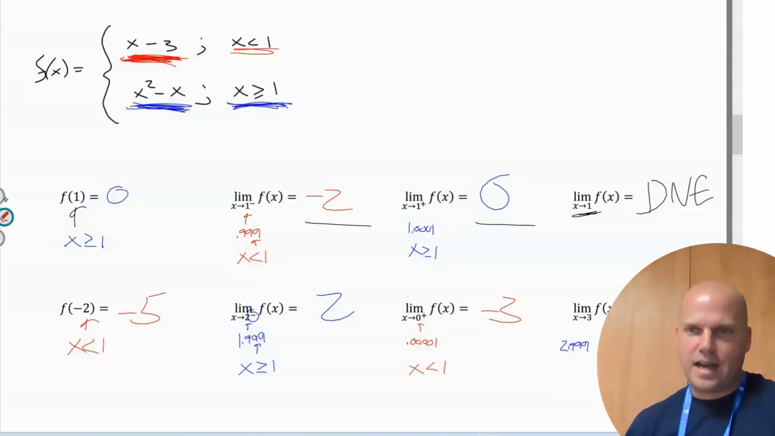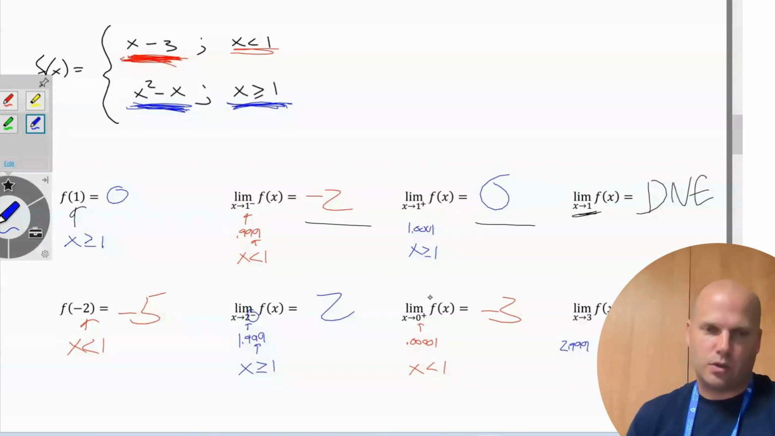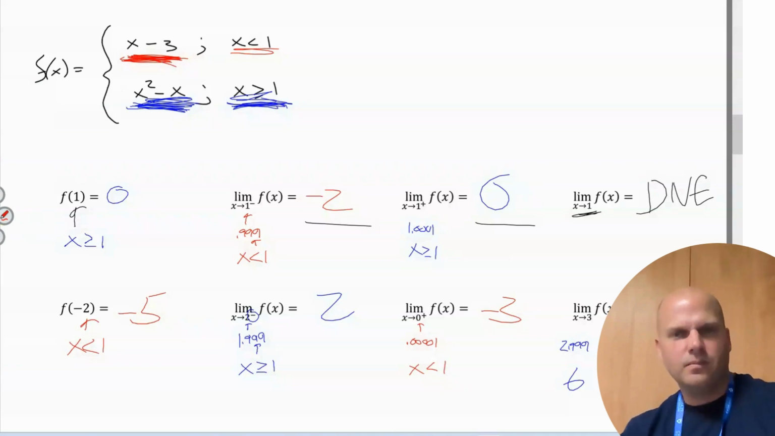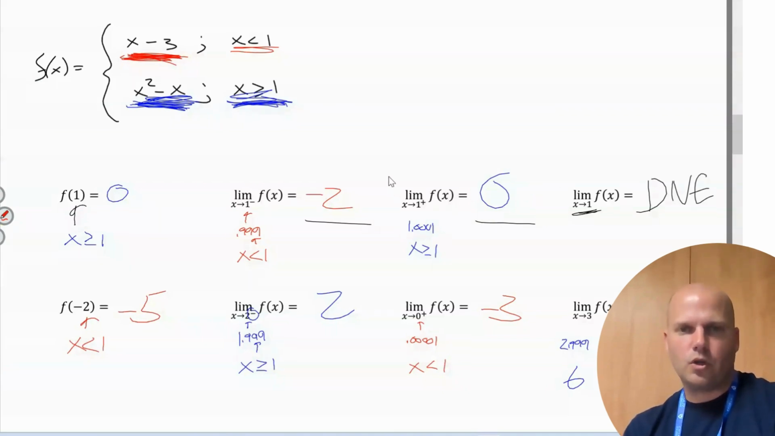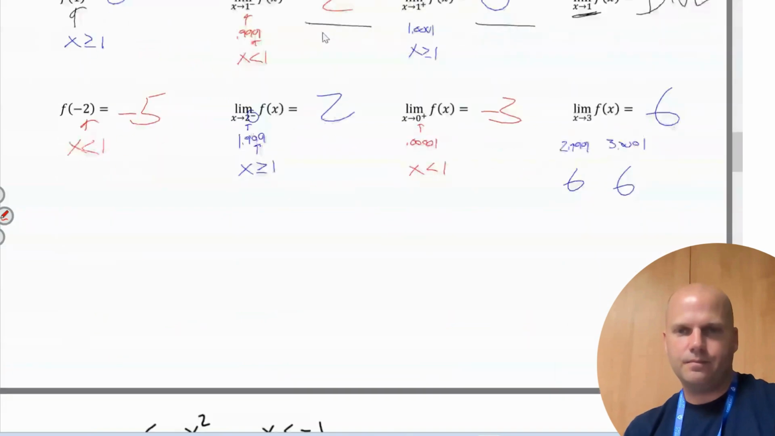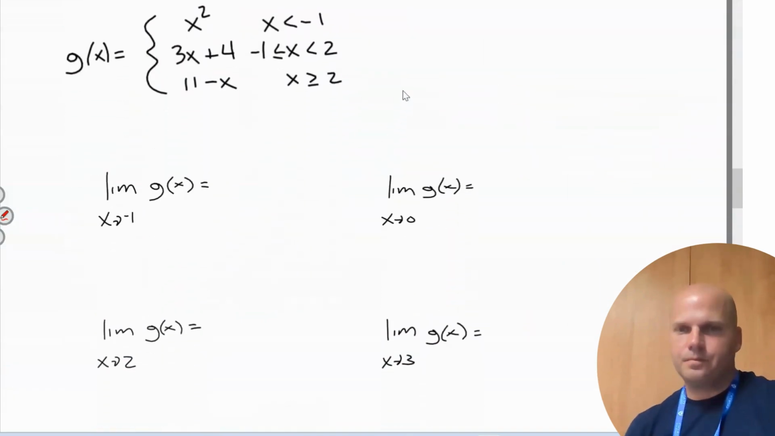So 2.999, still bigger than 1. I plug in essentially 3 to get that. I get 9 minus 3, which is 6. Okay, if I plug in 3.001, that's still a number bigger than 1. I'd still plug it into this. I'd still get the value 6. So yeah, I'm going to get 6 here. Okay? Good question. So this is like a function that jumps, which is why we have a limit that does not exist there. Let's check out this 3-piece function.